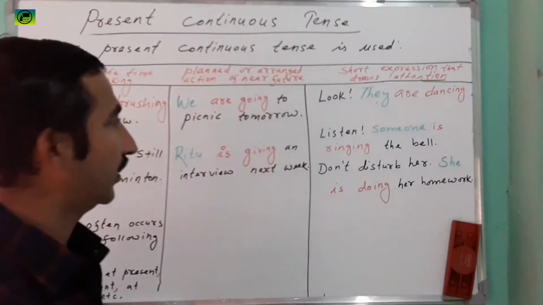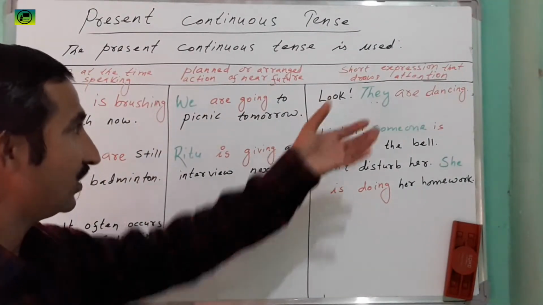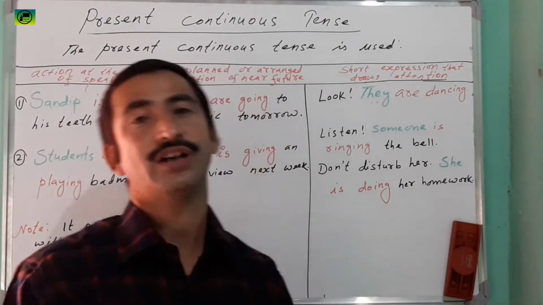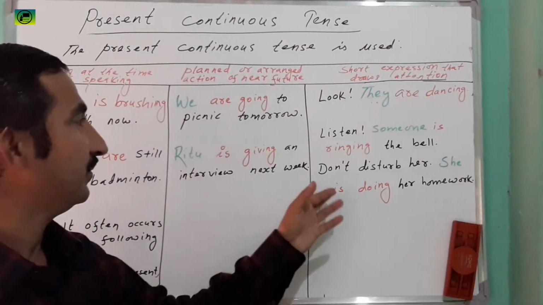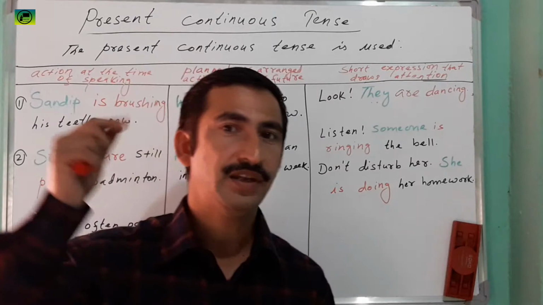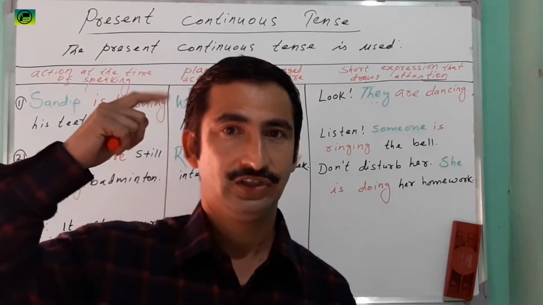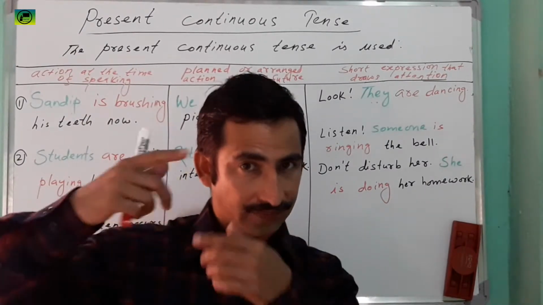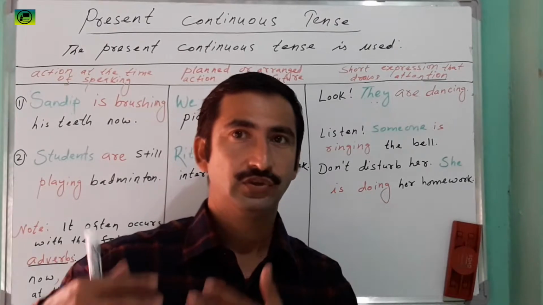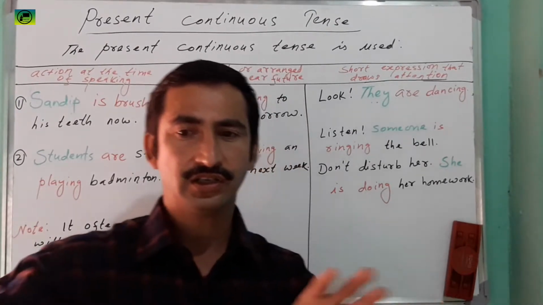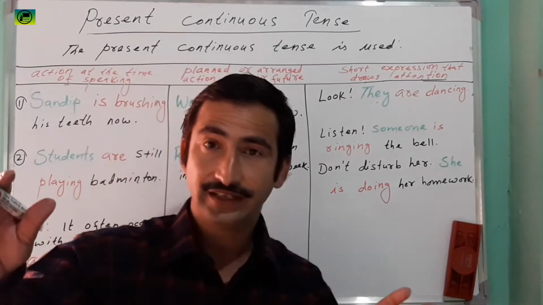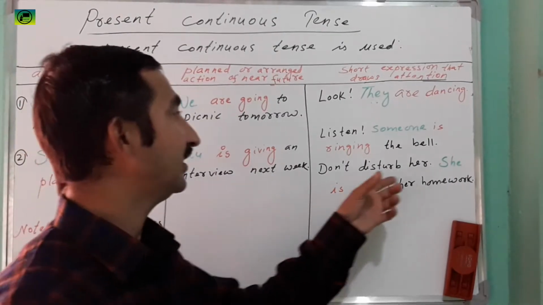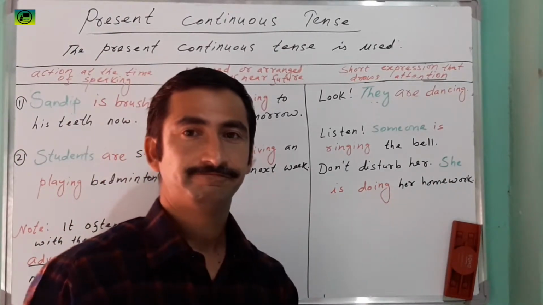We express this kind of words, and when we draw attention, at that time we use present continuous tense. For example, listen, someone is ringing the bell. It means we are hearing the sound now. At that time what do you say? Listen. It means this action is happening now. If somebody is not listening, what do you say? Listen. So you are drawing attention here. Listen, someone is ringing the bell. And don't disturb her, she is doing her homework.